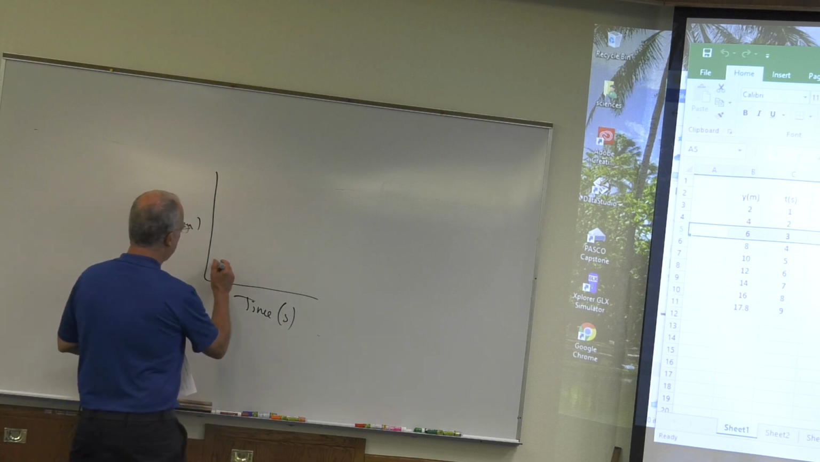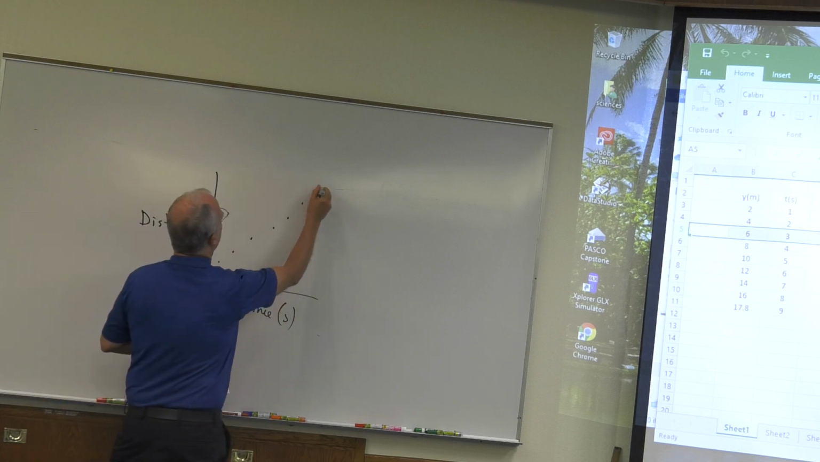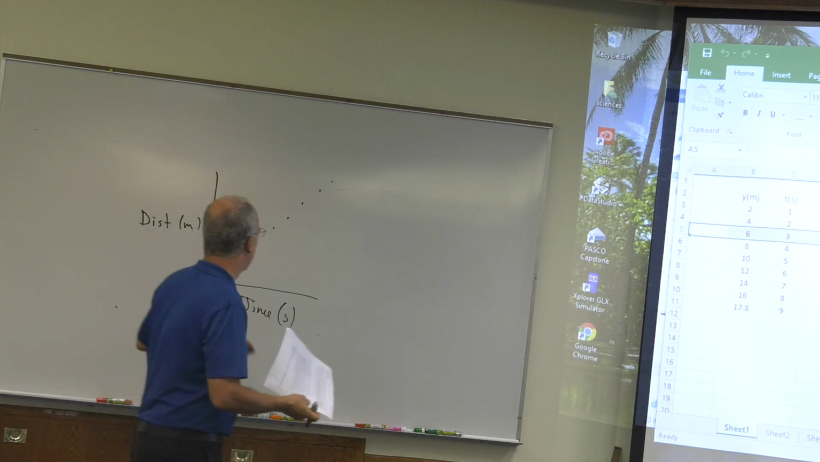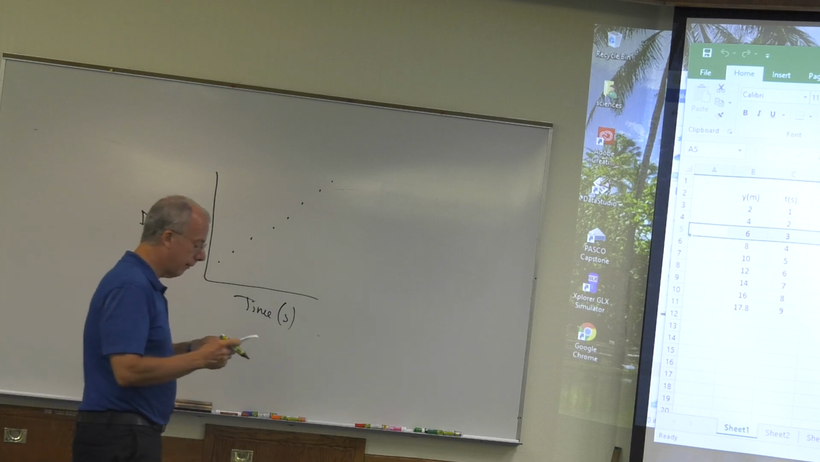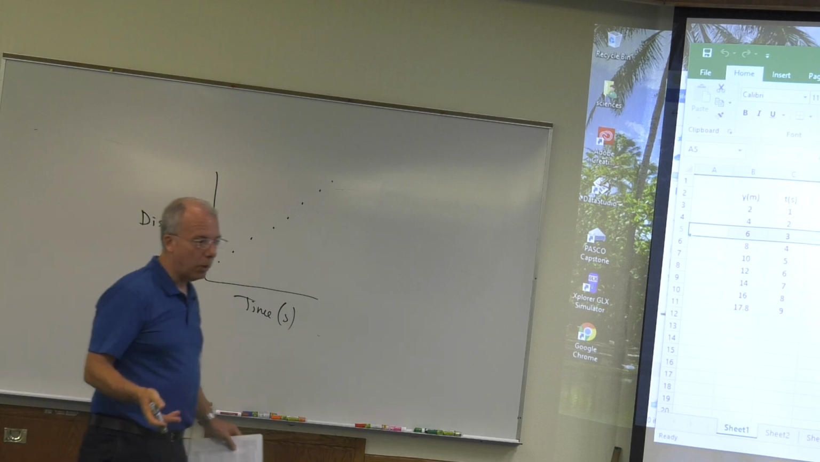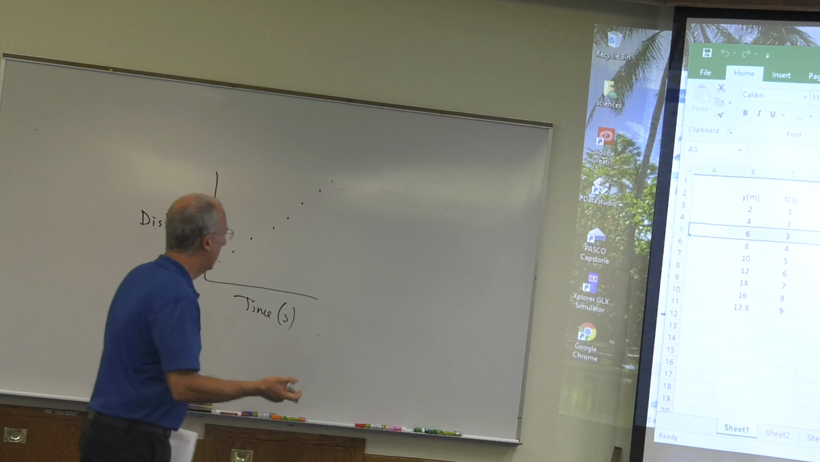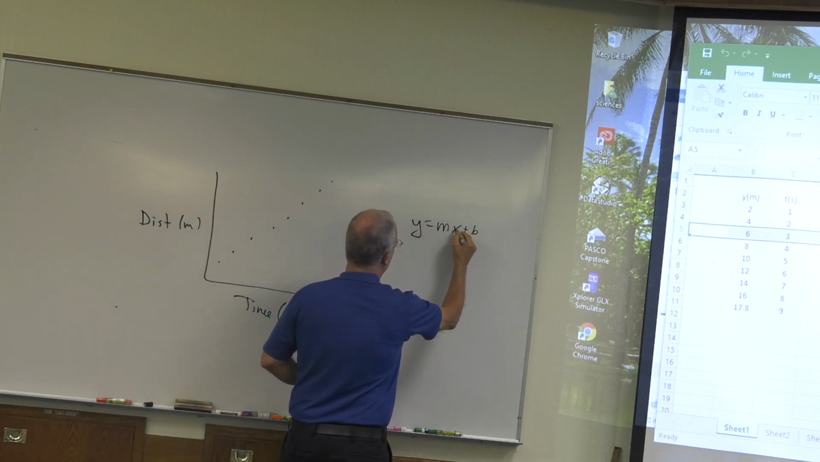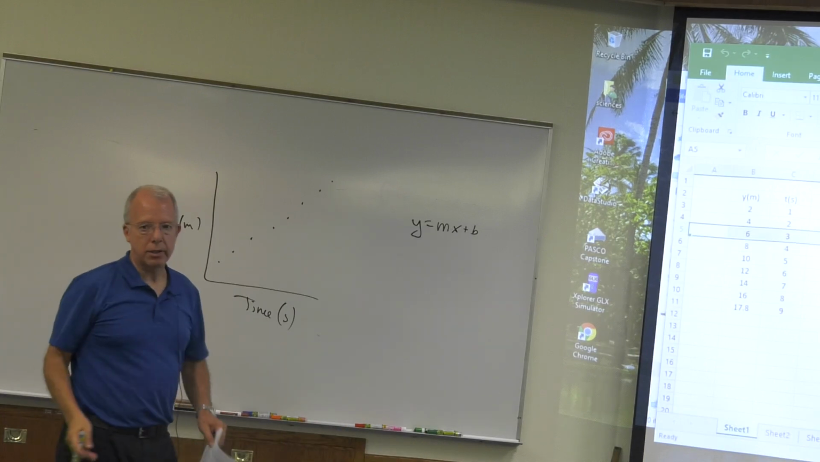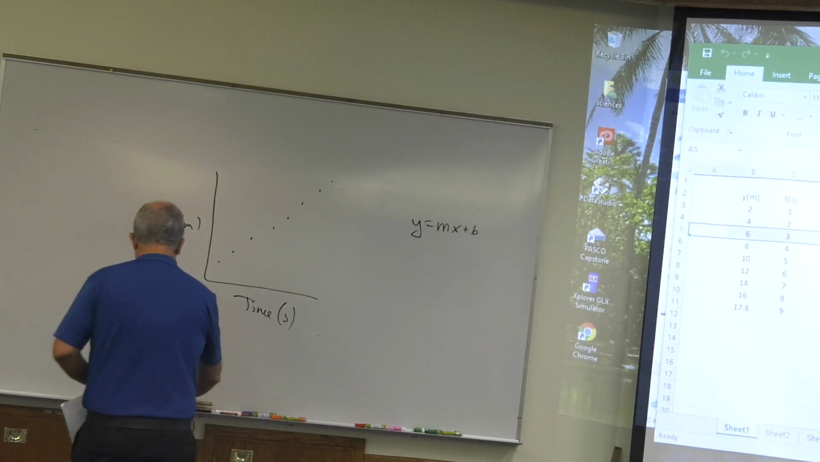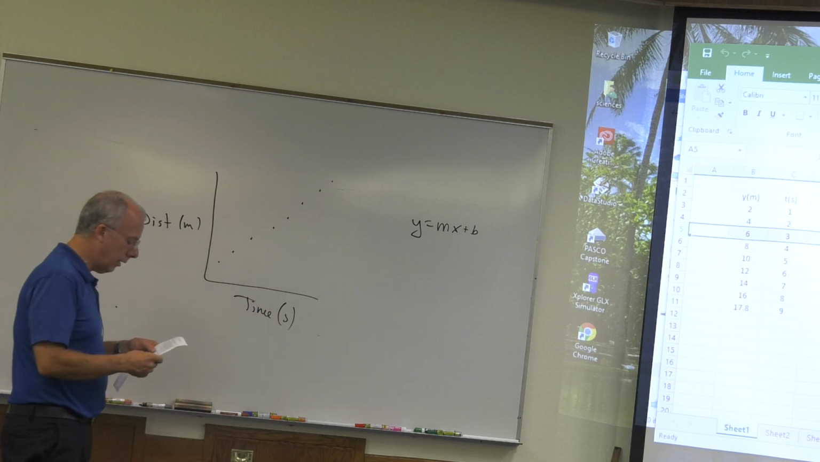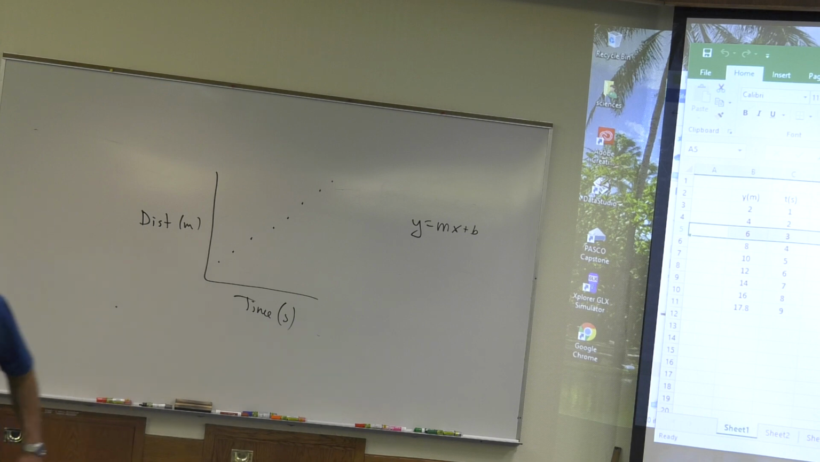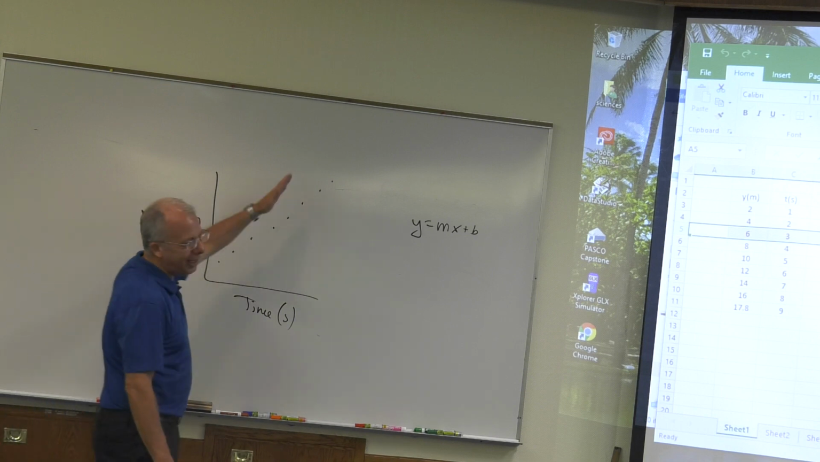Let's say we have something like that. That's the data. So we want to see if there's some kind of a relationship between the distance and the time. And the easiest one is a linear relationship. That's just y equals mx plus b. So you want to see if there's a linear relationship. How do you know if it follows a linear relationship? Well, look at it. It kind of sort of looks like a line, don't you think?